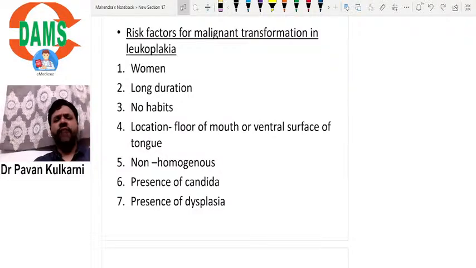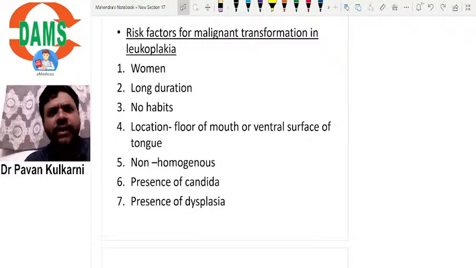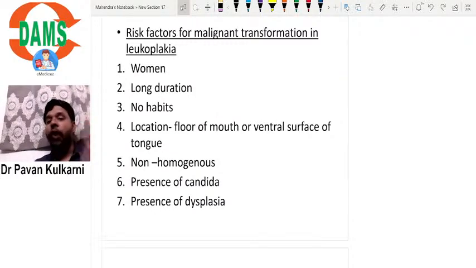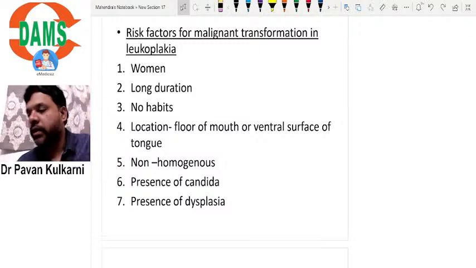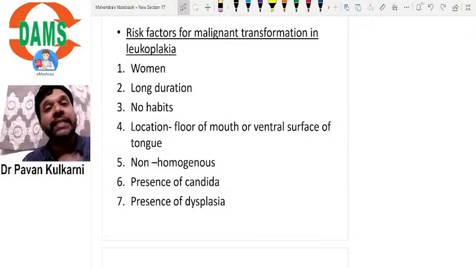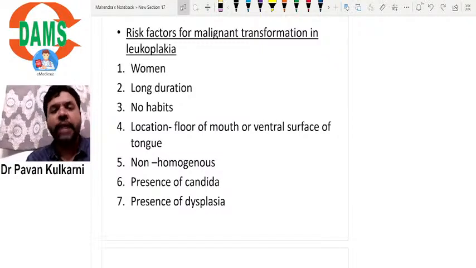Type of leukoplakia, you just leave this. I will discuss it. Non-homogeneous: what do you mean by that? Leukoplakia is broadly of two types, homogeneous and non-homogeneous. Homogeneous means it is totally white, and it doesn't have any red component. Whereas if a leukoplakia has a red component, you call it non-homogeneous or speckled leukoplakia. We will discuss that later. A non-homogeneous leukoplakia is also at risk to develop cancer. Presence of Candida, because Candida can produce a carcinogen. Presence of dysplasia; dysplasia is again a very important risk factor for developing cancer. So these are the risk factors for malignant transformation in leukoplakia.